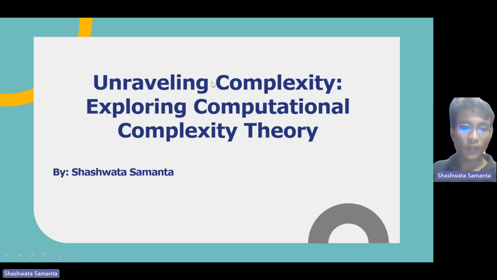My name is Shashwata Samanta, and we are going to present my presentation on the topic of computational complexity theory. In this session, we will explore the fundamental concepts of time and space complexity in computer science and the theory of computation. Join me in unraveling the mysteries behind the efficiency of an algorithm and the limits of computation.